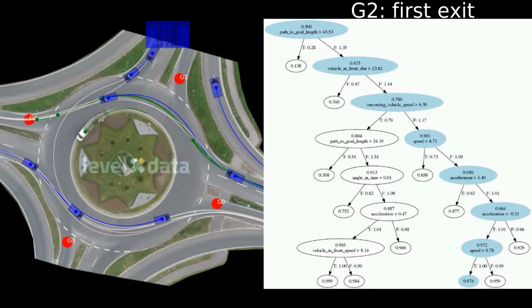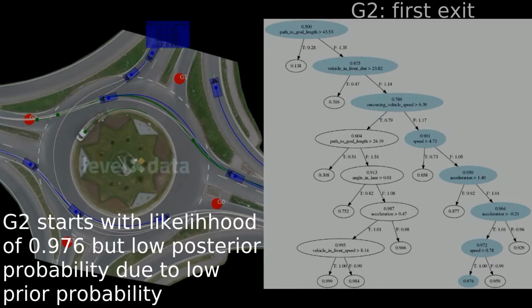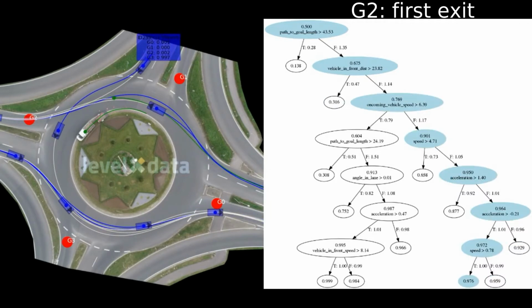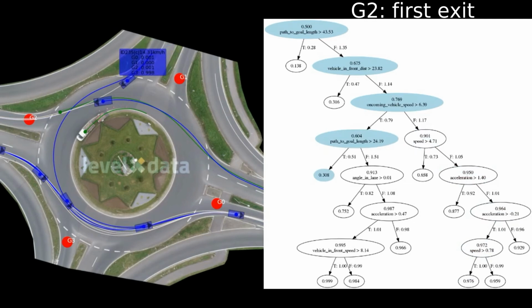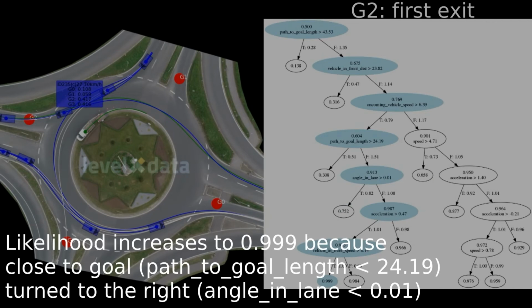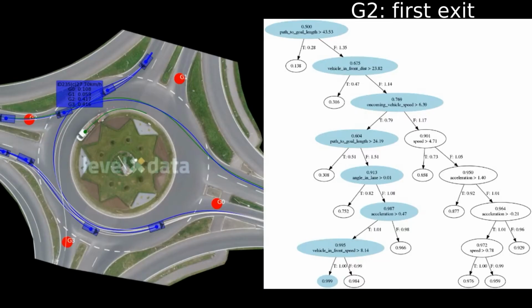Our third scenario takes place in a roundabout, with a vehicle entering from the north and taking the first exit towards goal G2. Although the first exit starts with a high goal likelihood, this is weighed by its low prior probability and the goal is given a low posterior probability. As the vehicle becomes close to the exit and starts turning, the goal likelihood increases to 0.999. Along with the likelihoods of other goals decreasing, this leads the goal probability to increase.